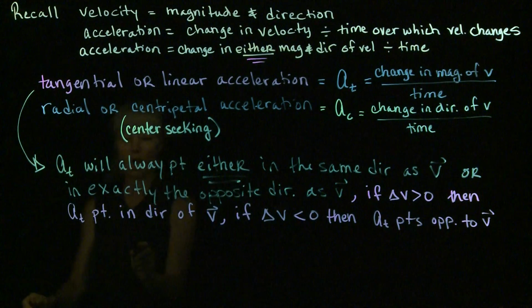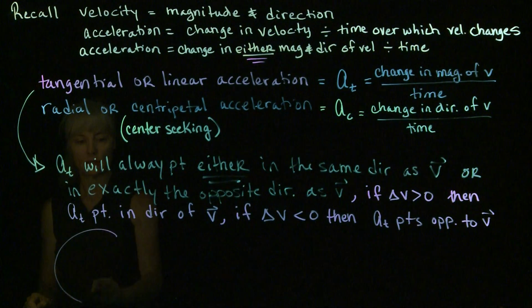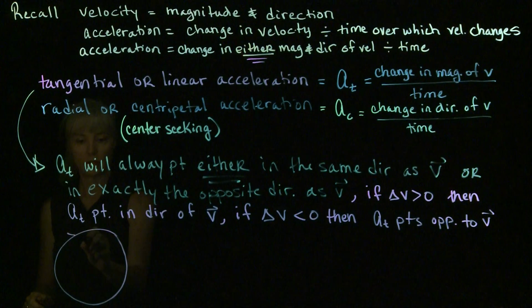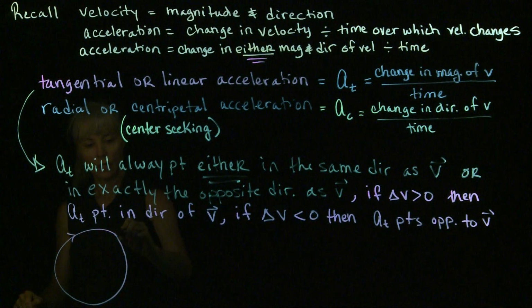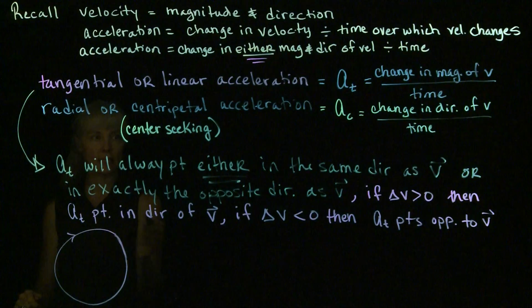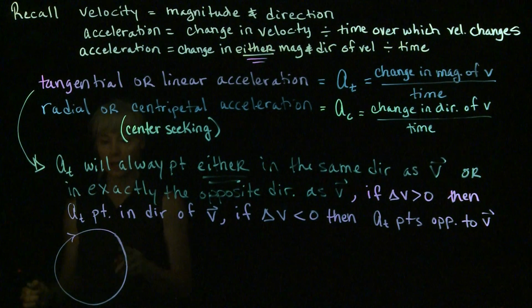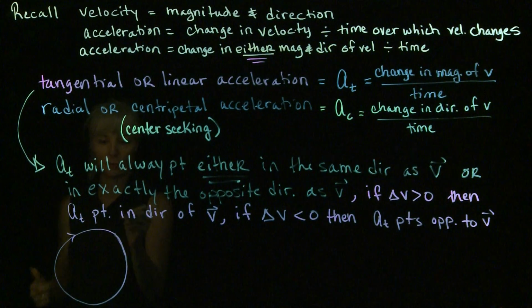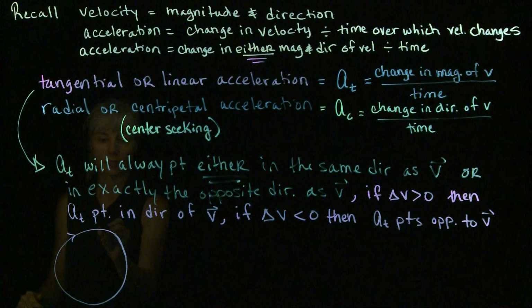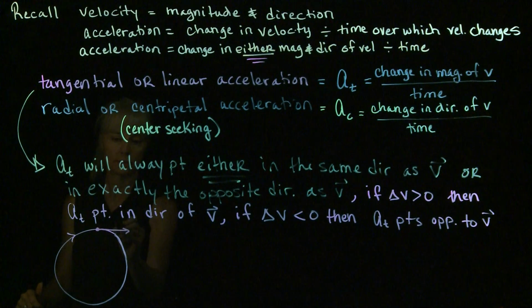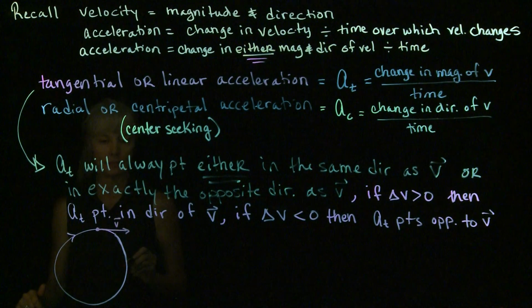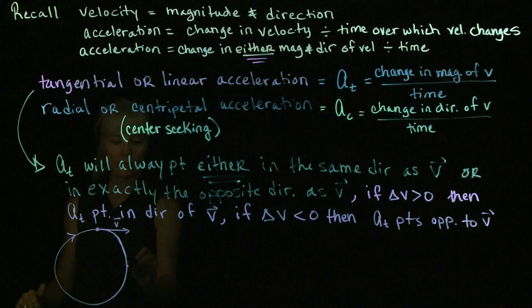So let's consider an object that is actually moving in circular motion. So here is an object that is moving through a circle, and let's say it's moving in this direction or in this sense, then the object at different points is going to have different tangential accelerations. So for example, right here, instantaneously the object is moving to the right. That would be the direction of the velocity. At this point right here, the object is instantaneously moving down.